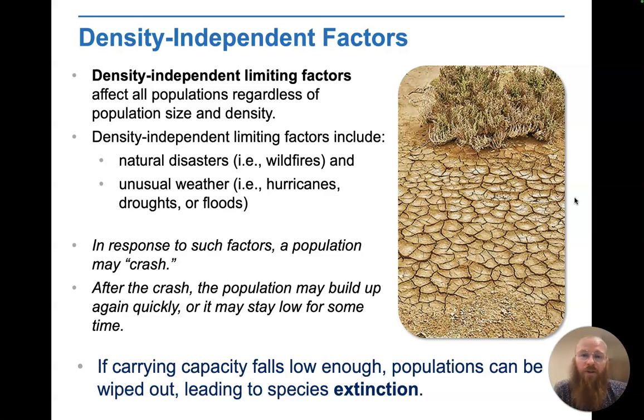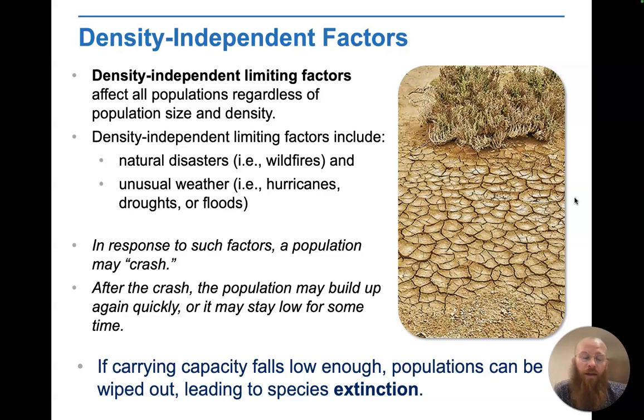Density independent factors could include natural disasters like wildfires, and also unusual weather like hurricanes, droughts, or floods. Natural disasters and unusual weather conditions don't stop to ask questions. A wildfire isn't going to check how dense the forest population is, right? How many rabbits and how many trees. A wildfire is just simply going to spread throughout an area until that wildfire is put out.